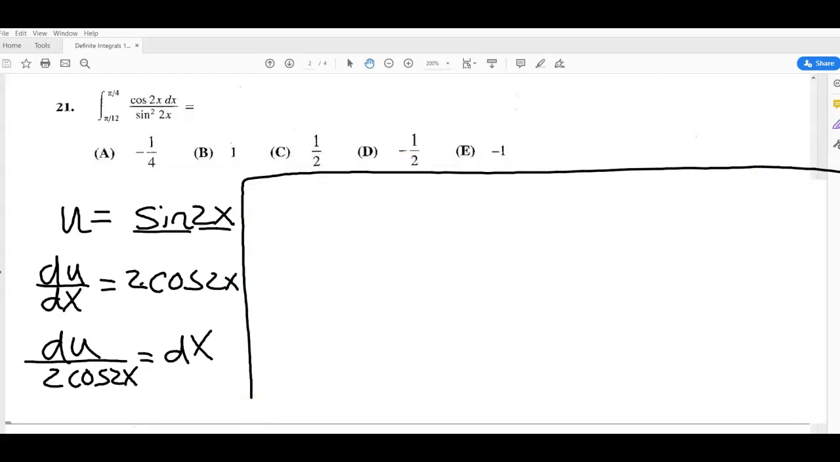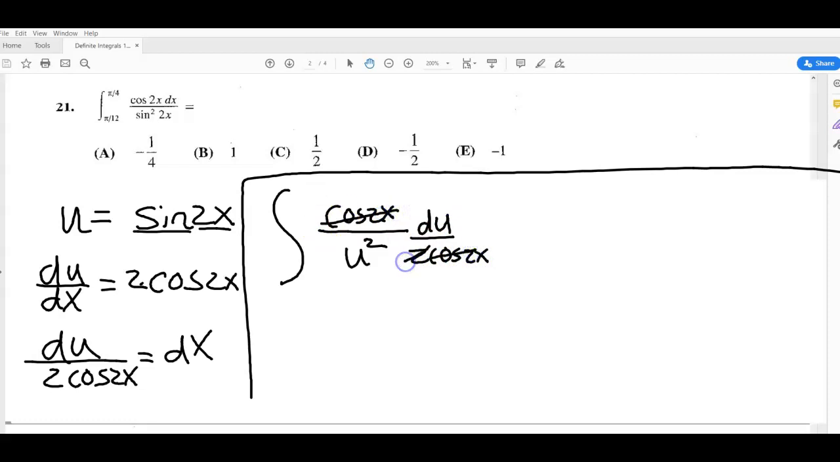All right, so integral cosine 2x over u squared, and we replace the dx with du over 2 cosine 2x. Those cancel, and we put the 2 in the front as a half there, and we end up with pretty much the same integral problem we had in the last one. The limits are different though. I haven't done the limits yet. I'll get them.